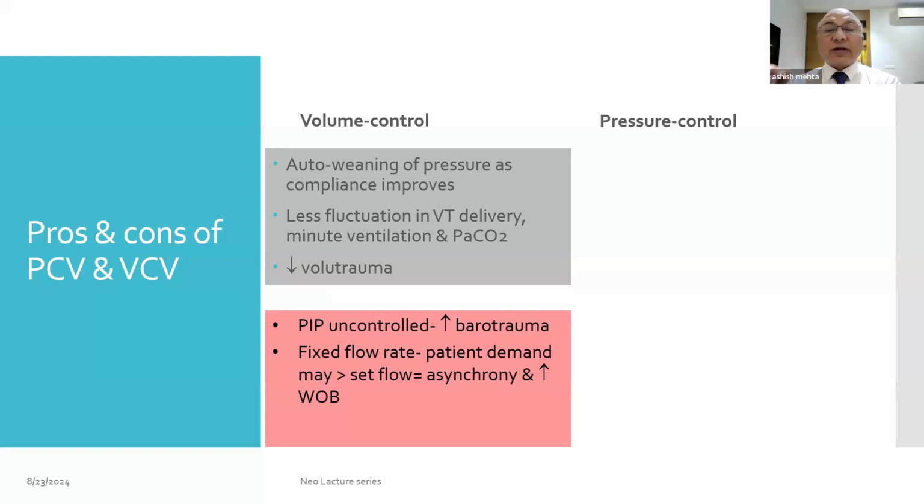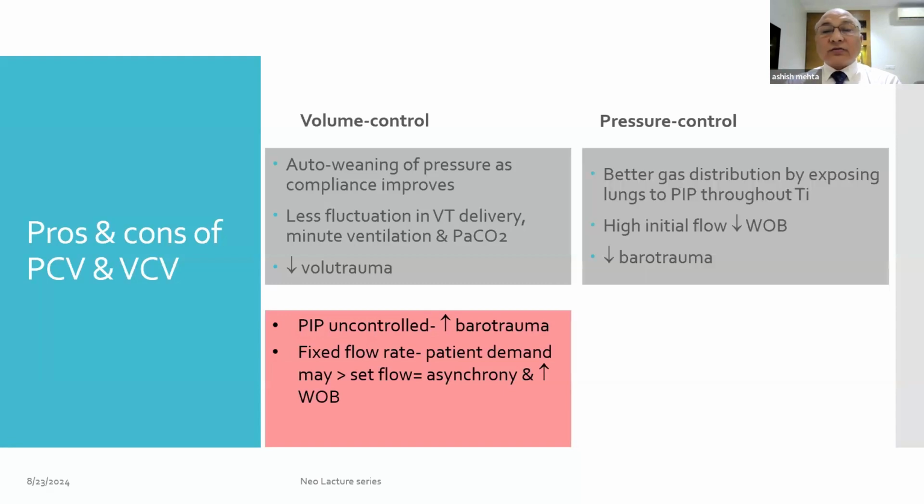There is a fixed flow rate. Patient demand may be more than the set flow, and at that time there is increased work of breathing and asynchrony. Patient demand will increase when the patient deteriorates. So when the patient deteriorates, the volume control mode can have some problems.